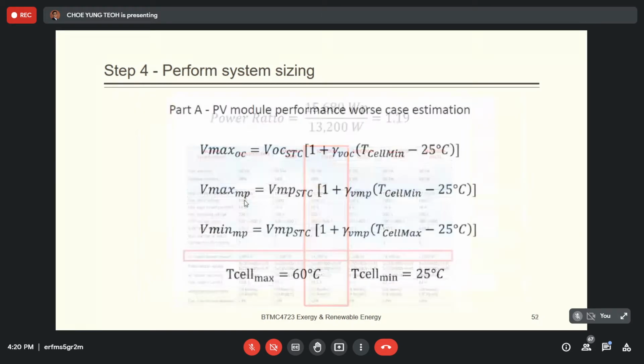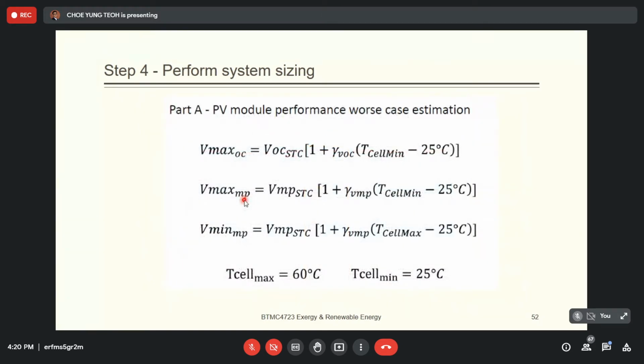Okay, after performing the system sizing, we need to calculate the PV module performance worst case estimation. Worst case means: when the temperature is too high, what will the voltage be? If the temperature is too low, what will the voltage be? Why do we need to calculate this?